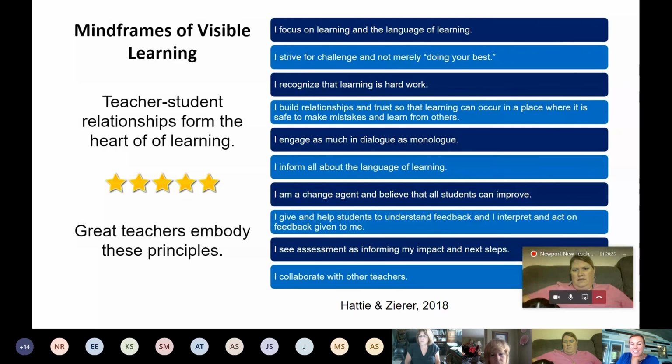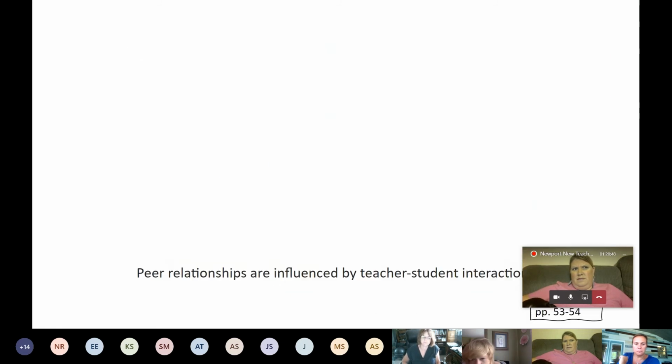Okay, I see assessment as informing my impact and next steps. Just think about that for a second. Is that what you believe? And if it's not, let's think about that. Is that something I could work on? Because sometimes people see assessment as just a test. It's something I have to give, so I can give grades. When in reality, there's much more to it. So just some things to think about.